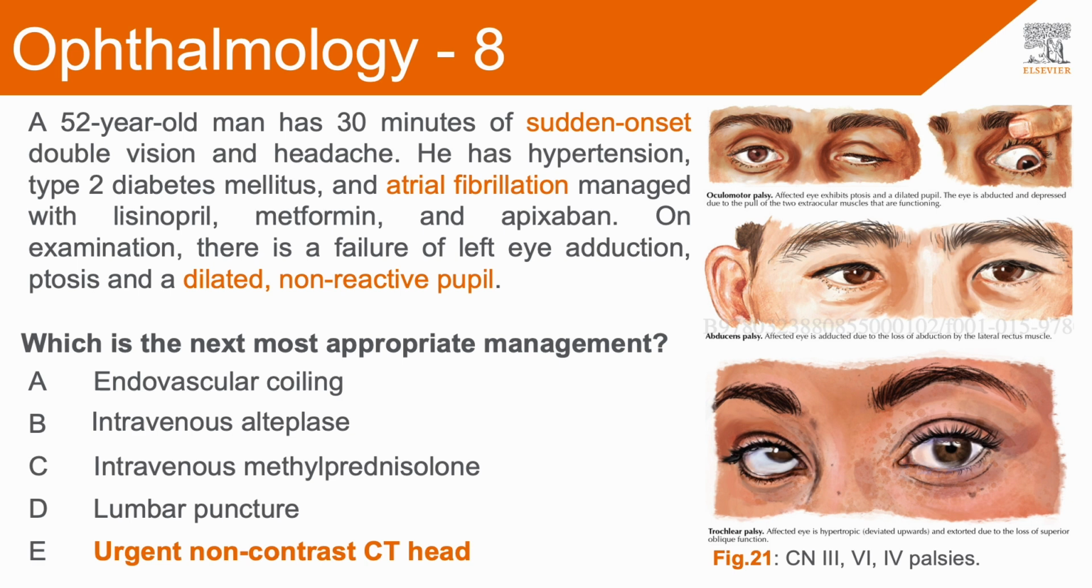In figure 21, we can see the three most commonly encountered ocular palsies. The first is a third cranial nerve palsy, which involves innervation of the oculomotor nerve and subsequently results in a down and out appearance with ptosis. The abducens nerve, cranial nerve number 6, innervates the lateral rectus muscle. Therefore, a palsy results in a loss of abduction. The trochlear nerve, which is cranial nerve number 4, results in an extorted appearance due to the loss of the superior oblique function.